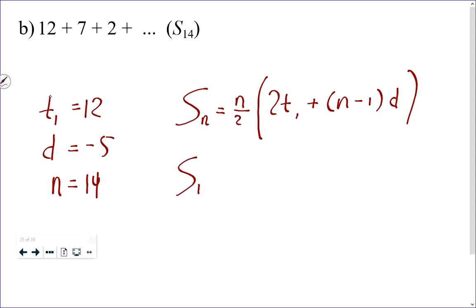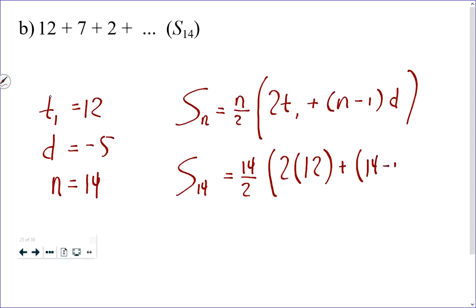So S14 is 14 over 2 times, in brackets, 2 times T1, which is 12, plus n minus 1. Again, I just want to write 13 in there, because it's 14 minus 1, but I will write 14 minus 1. Times d, which is negative 5. Don't forget that negative. And your job is to calculate what that sum is.